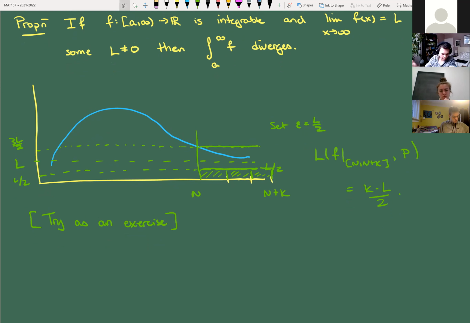Okay, so if you want, then you can use that proposition. Like I said, see if you can prove it. Okay, but again, notably, the converse is not true, right? As we just illustrated, if the integral converges, it doesn't guarantee that the limit exists and is equal to 0, right?